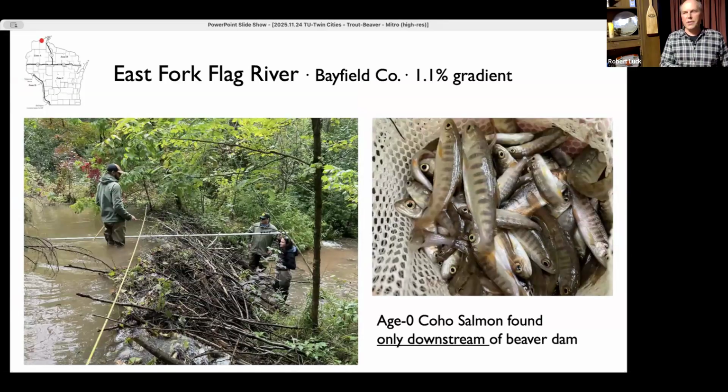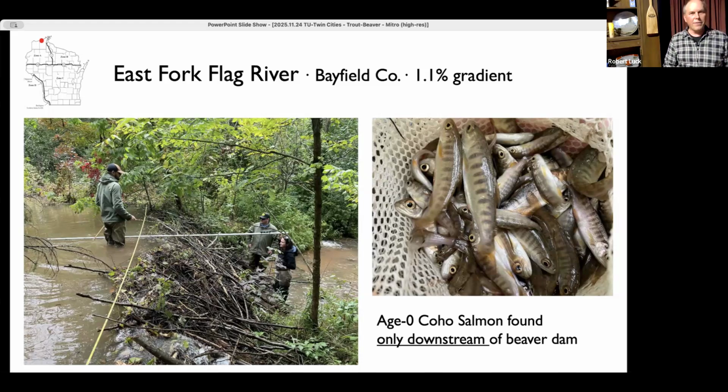So that leads to fish movement and beaver dams. And I'll show you some data from the East Fork of Flag River. But I guess to preface that, one of the challenges of determining whether or not a trout can move past a beaver dam is that the best way to do it is by tagging fish. You tag a fish in one place and see if that tagged fish shows up in another place. And was there an obstacle to it getting there?